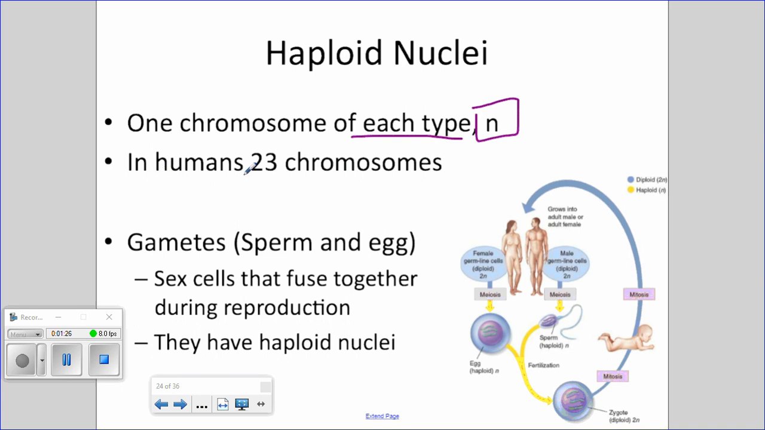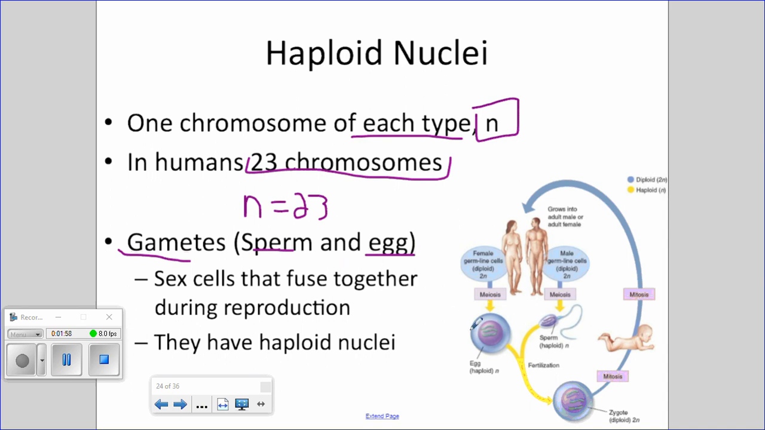In humans, there are 23 chromosomes in the haploid set. So to represent this haploid number in humans, we would simply write N equals 23. This would indicate that in a human gamete cell, there are 23 chromosomes. Now, there are cells where we find one chromosome of each type, and these are the gamete cells. So sperm and egg cells contain one chromosome of each type.